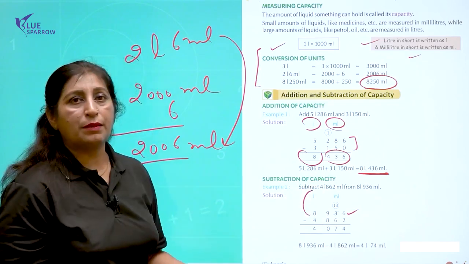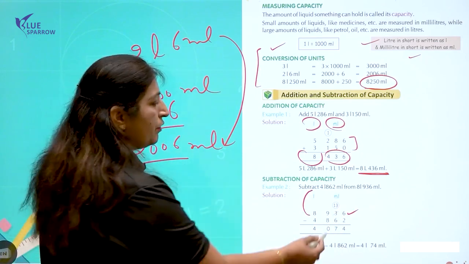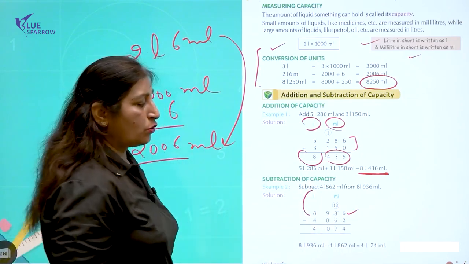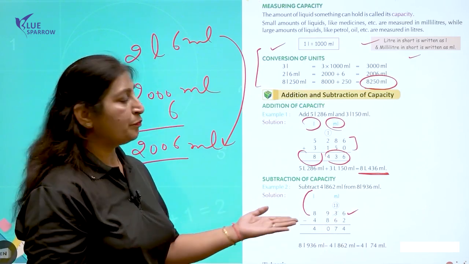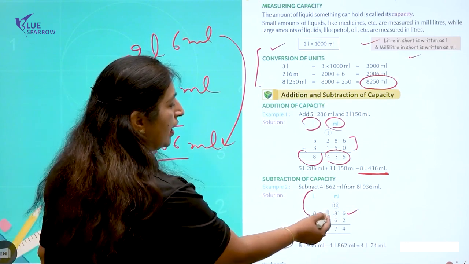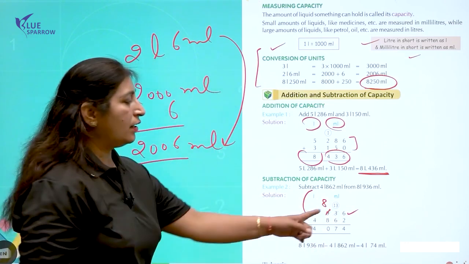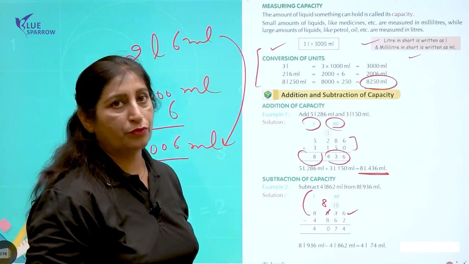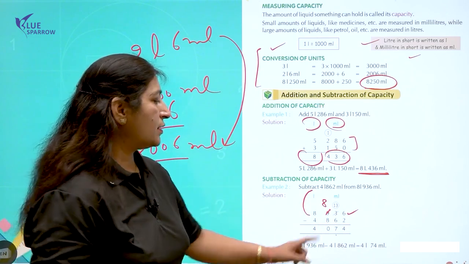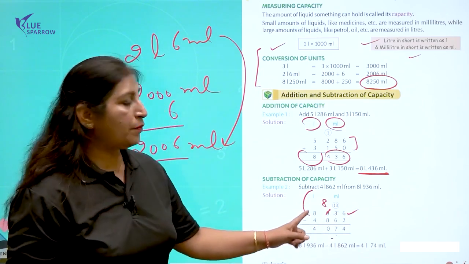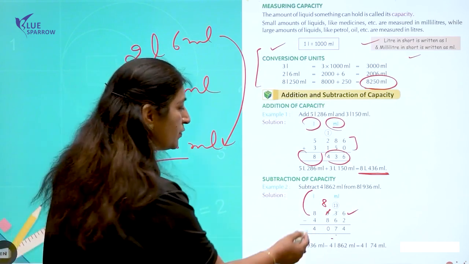Now we would perform the subtraction. 6 minus 2 gives us 4. We can't subtract 6 from 3, so we would borrow one digit from the next column, and as we take 1 from here, 8 is left here and it becomes 13 at the place of 3. So 13 minus 6 gives us 7, 8 minus 8 gives us 0, and in case of liters, it is again 8 minus 4 which gives us 4.